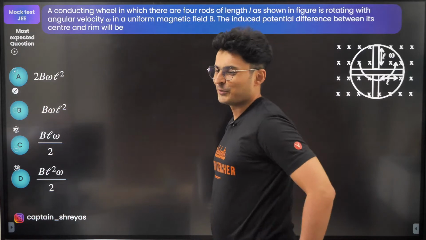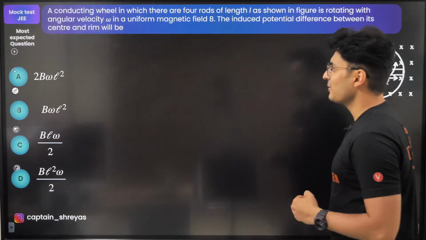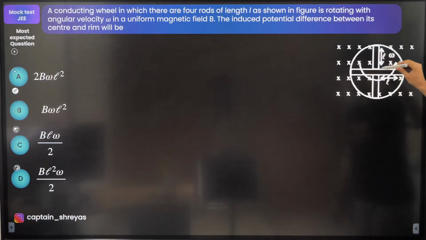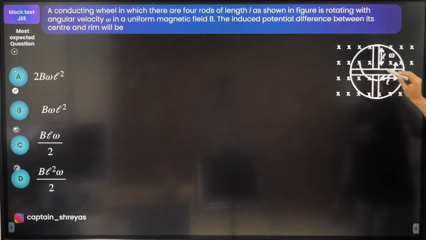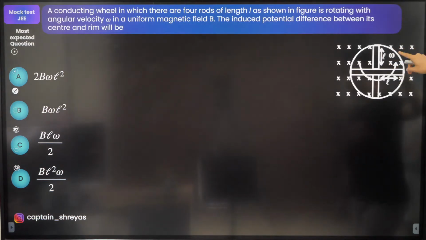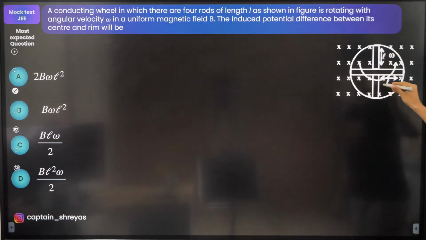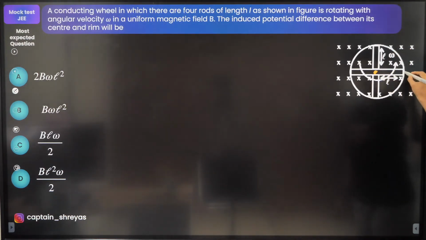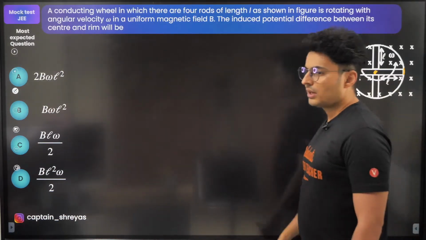Okay, so let's see what this question is. There is a conducting wheel. 4 rods are there, 1, 2, 3, 4, of length L as shown in the figure, rotating with angular velocity omega. The induced potential difference between the center and the rim. Okay, I'll tell you what.